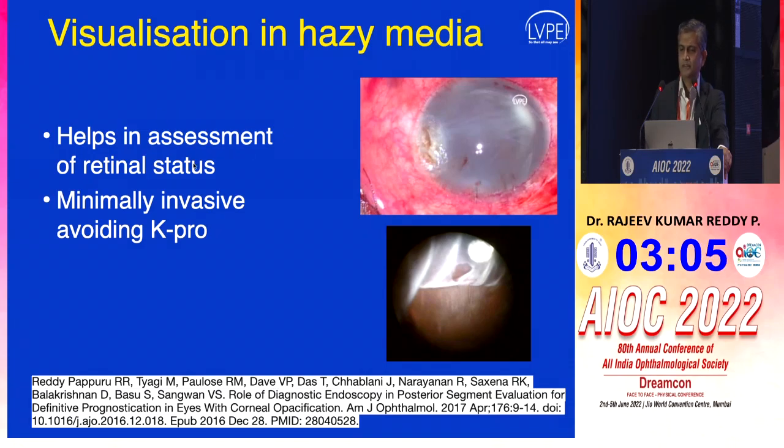So this is a case where we had a corneal haze and we could not see through, and used an endoscope to see what's happening. Here is a peripheral retina with a hole which is formed there. Sometimes ultrasounds might not pick up these things.